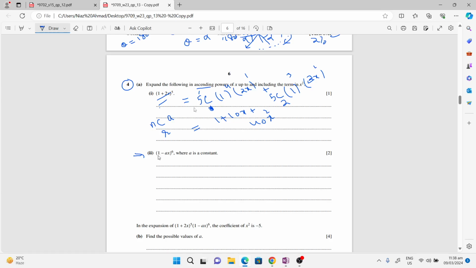So for part 2, 1 minus ax to the power 6, you are going to expand this.